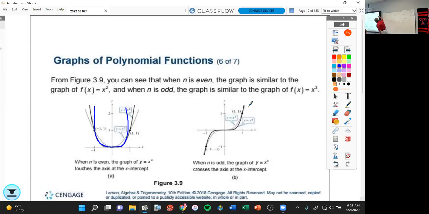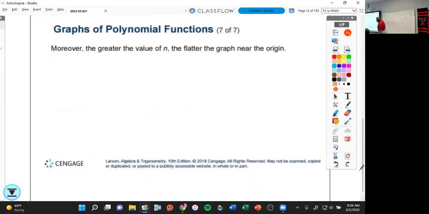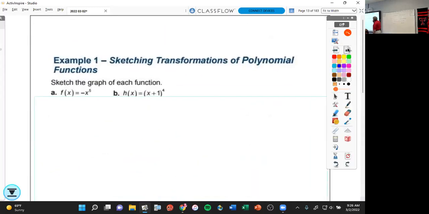Okay, let's move on. The bigger the value of n, the flatter the graph near the origin, but still it's a smooth curve. We've already talked about that. So let's look at the graph of negative x to the fifth.